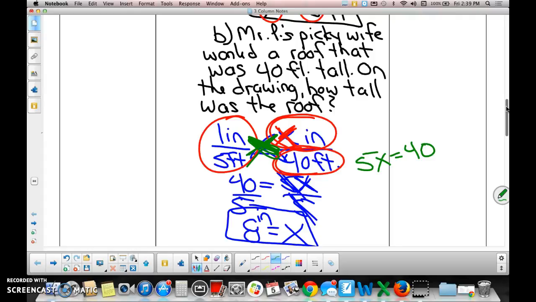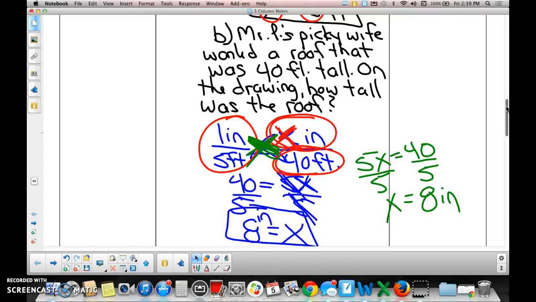And then Samaya, now what? How do I know what X is? So we have to get rid of the 5. How do you get rid of the 5? Because 5 is being multiplied by X, we divide, right? And what does X equal? 8 what? 8 inches, because we want to know how tall it was in the drawing. And on the drawing it is 8 inches.